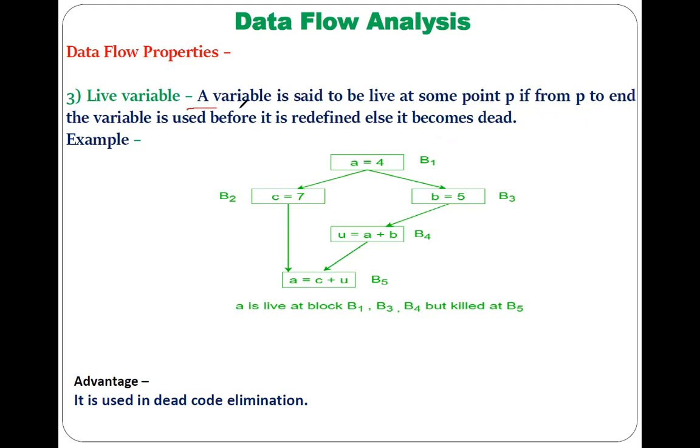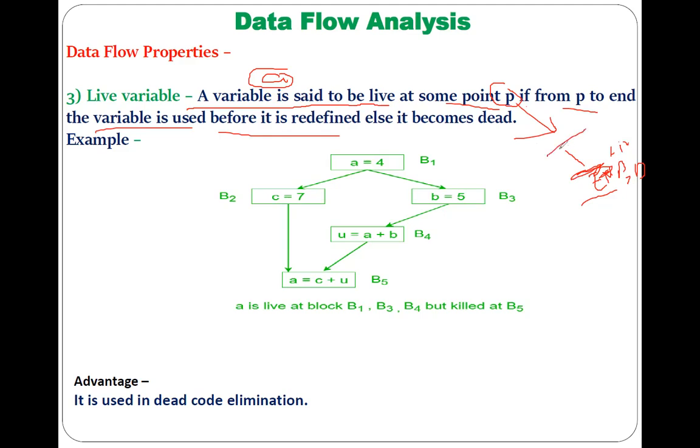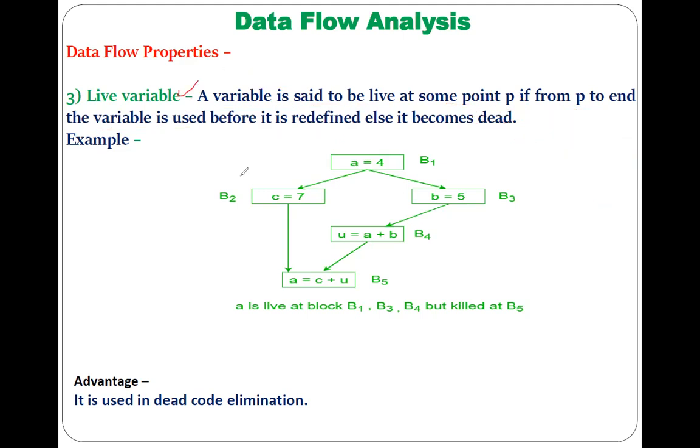Let's see the definition once again. If you call the variable A, this variable is said to be live at some program point P if from this program point P to the end, the variable is used before it is redefined. If that variable A is used before it is redefined, then that variable A is called live at this point, for example if you call it P1. If it gets redefined somewhere in between, then it becomes dead. Let's see an example, and then we'll apply the definition to it.